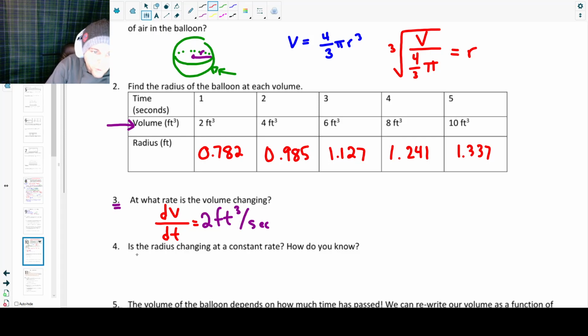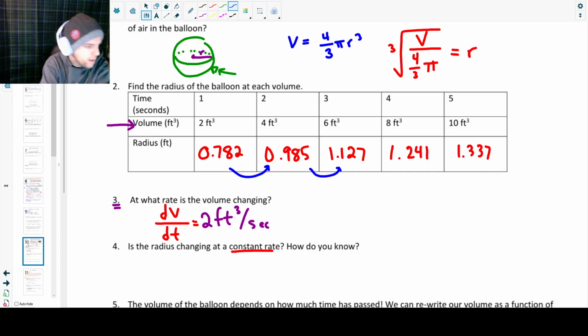Okay, question 4. Is the radius changing at a constant rate? How do you know? Well, let's take a look here. Let's look at what's going on between 0.782 and 0.985, and then we'll compare that. If it's a constant rate, these rates of change should be the same. So I will pull up Desmos to help compare those two rates really quickly here.